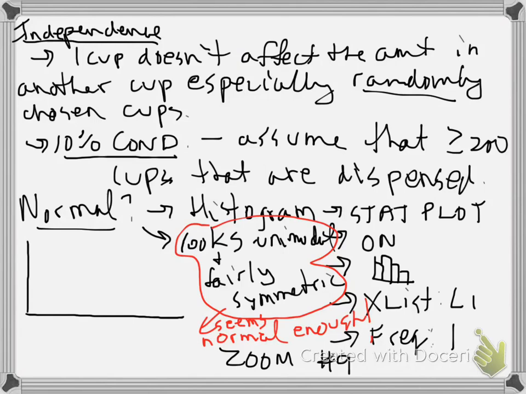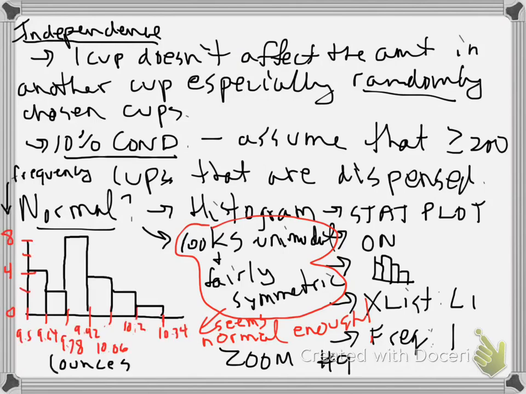But I'll quickly sketch it here. Like I said, this looks symmetric and unimodal. You notice I ran out of space, so I put the frequency here. There's the frequency in cups. Here is the ounces, and every other one is listed down here. It's a real quick sketch. If you're on the AP test, you might want to quickly sketch this, and then say it looks symmetric and normal and move on.